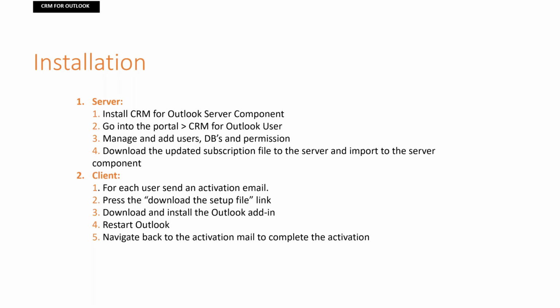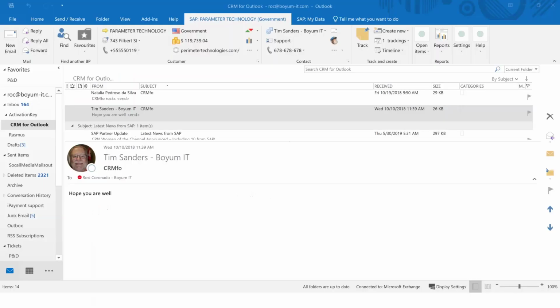And you can have more than one database connected. If you have SAP Business One running and you have 2 or 3 databases, you can connect them to CRM for Outlook. And it will let you choose, when you do an activity in Outlook, which database you would like to work in. So let's go into my Outlook.